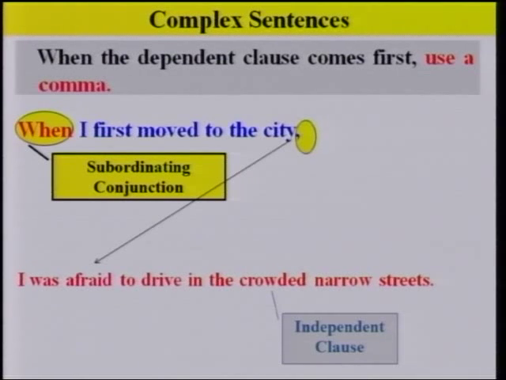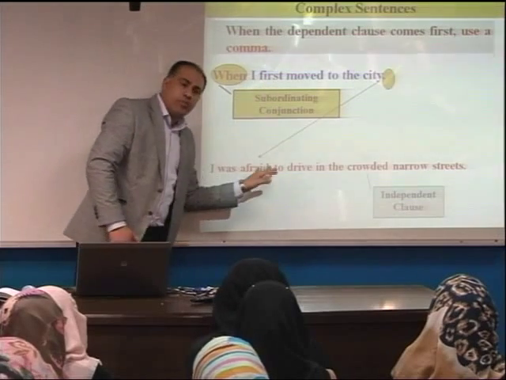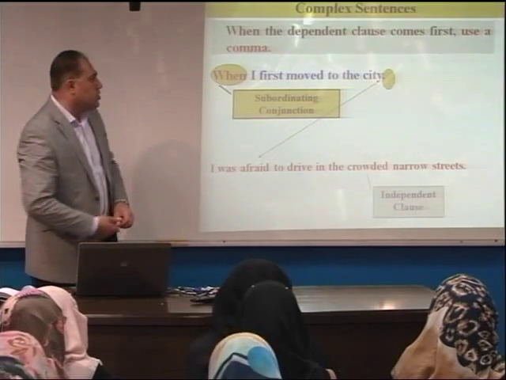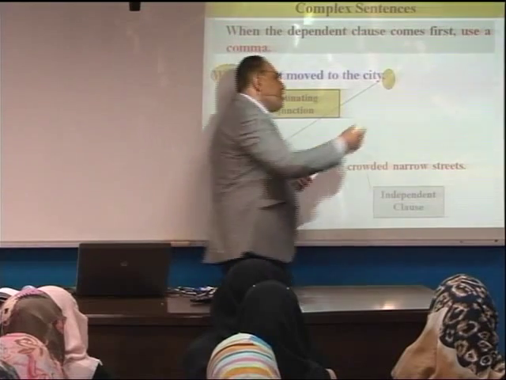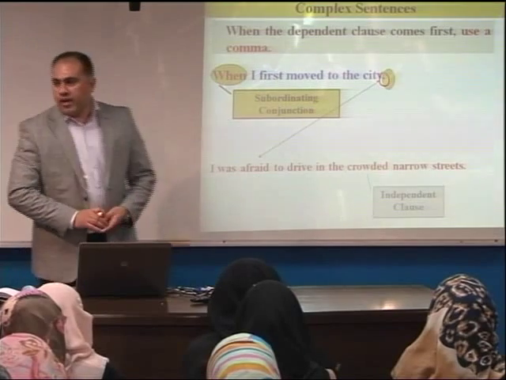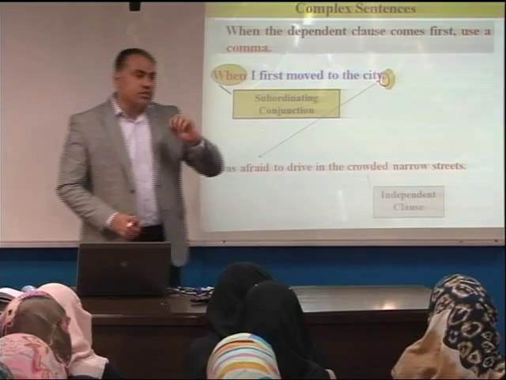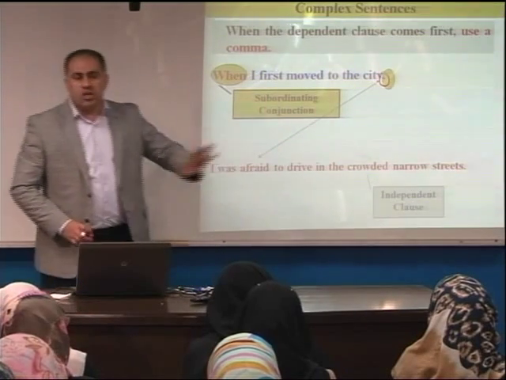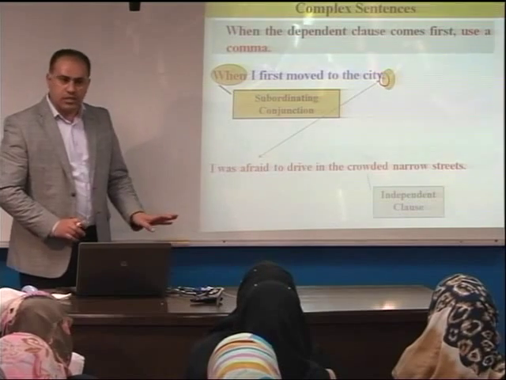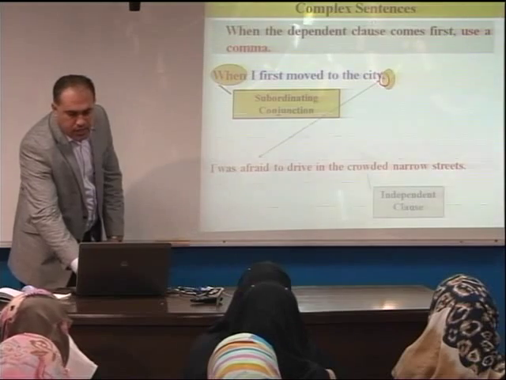And the third and final example. When I first moved to the city, what happened? I was afraid to drive in the crowded and narrow streets. Okay, what we have here is a dependent clause plus an independent clause. What do we notice here? Whenever you begin with a dependent clause, just put a comma after the end of that dependent clause. But, on the other hand, if you start with an independent clause, do not put any commas. Is this clear? Yes. Alright, just remember this punctuation as you write your complex sentences.